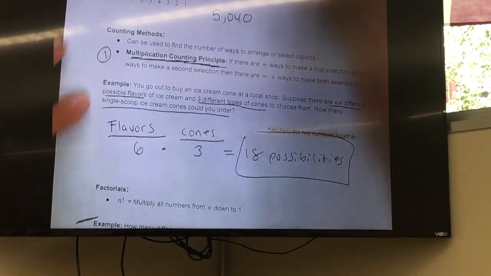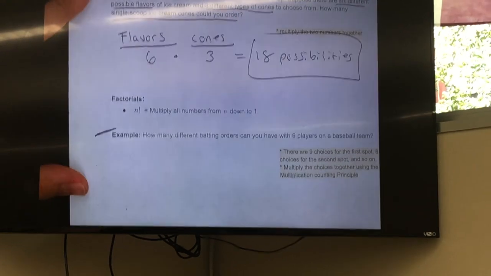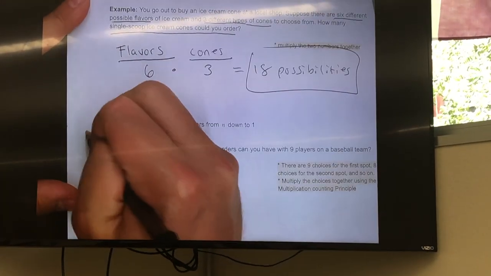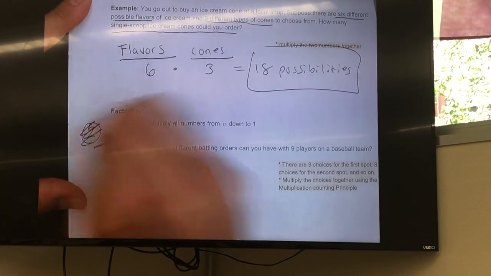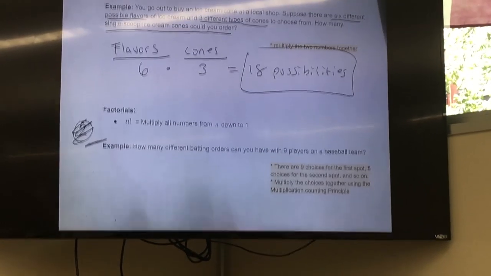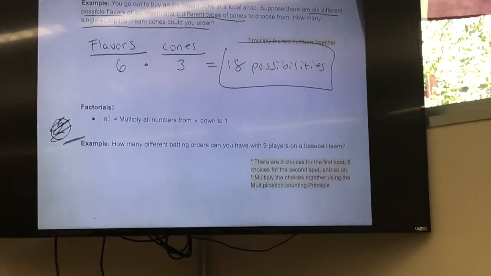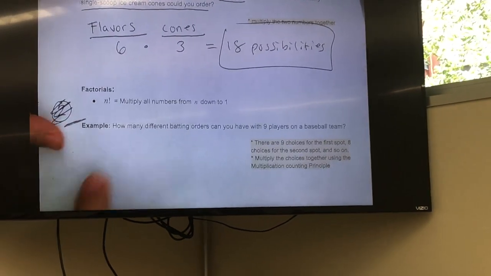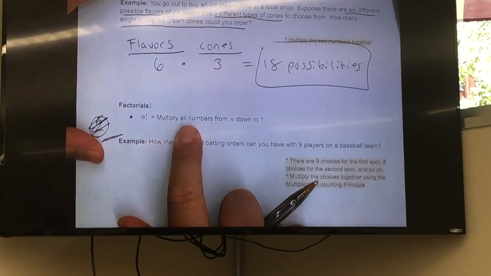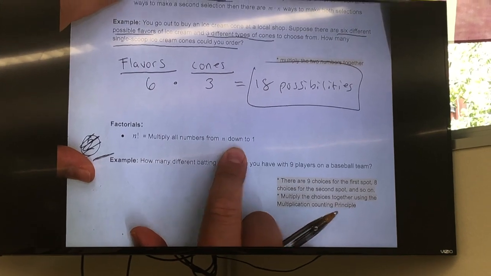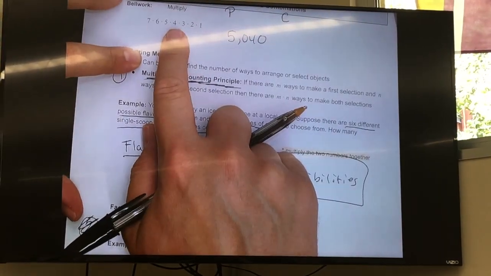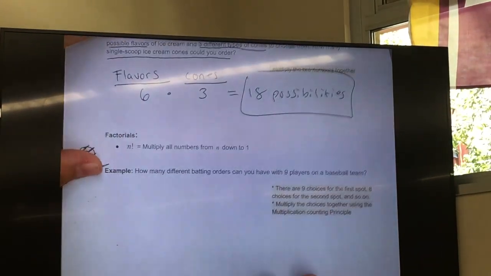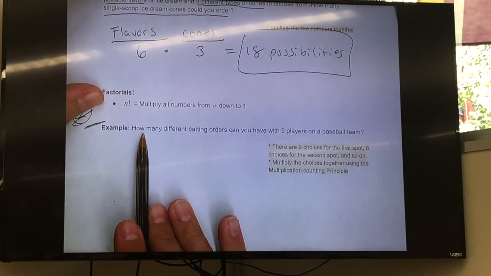Next type of example, our second one is, we're not there yet, my bad. We're still sticking with factorials. So again, I already told you what that symbol looks like. It is the exclamation point. So multiply all numbers from n down to 1. That is what we did up here for our bell work, correct?